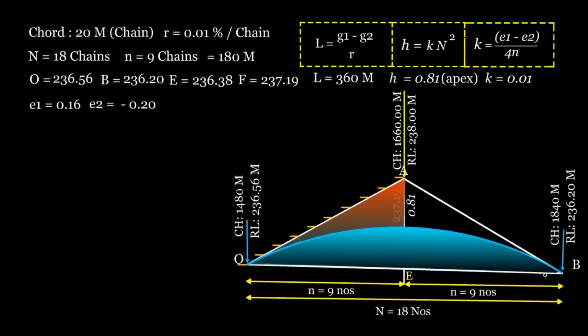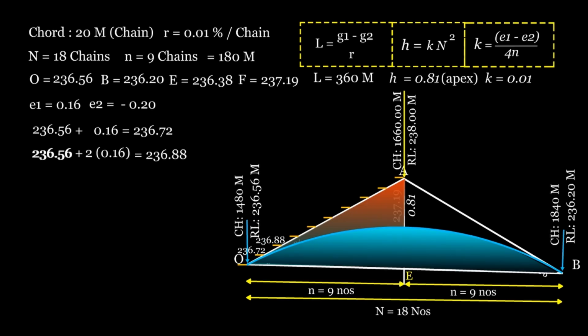Example for intermediate pegs. Tangent elevation. Tangent elevation for the first peg. RL of first peg equals 236.56 plus 0.16, which equals 236.72 meters. Tangent elevation for the second peg. RL equals 236.56 plus 2 times 0.16, which equals 236.88 meters.